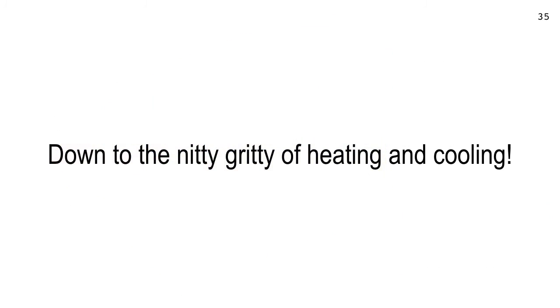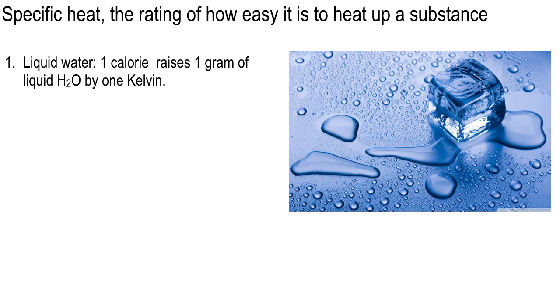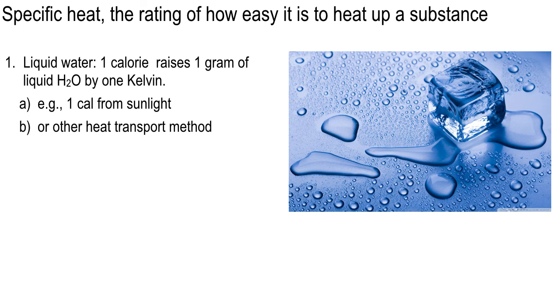All right, now let's get down to the nitty-gritty of heating and cooling. And this is the heat melt heat concept. All right, so let's get down to some notes. Liquid water. A calorie is a metric unit of energy, and it's defined as the amount of energy that will raise 1 gram of liquid water by 1 Kelvin, or 1 Celsius degree. All right, so it could be a calorie from sunlight or any other heat transport method. Right?